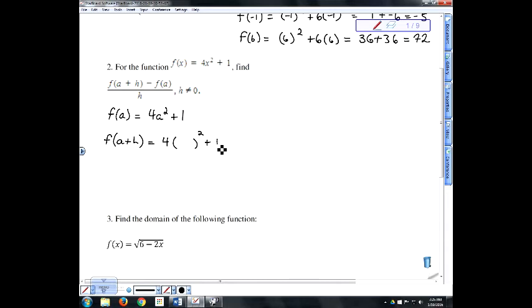F of a plus h means that wherever there was an x in the original function, there used to be an x right here, but I replaced it with an empty parenthesis. Wherever the parentheses are, that's where you place the input a plus h. A plus h to the second power is a squared plus 2ah plus h squared. Distribute the 4.